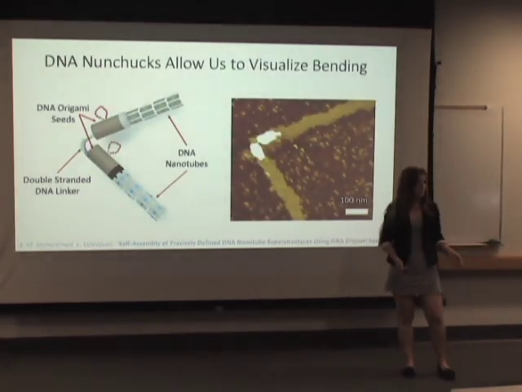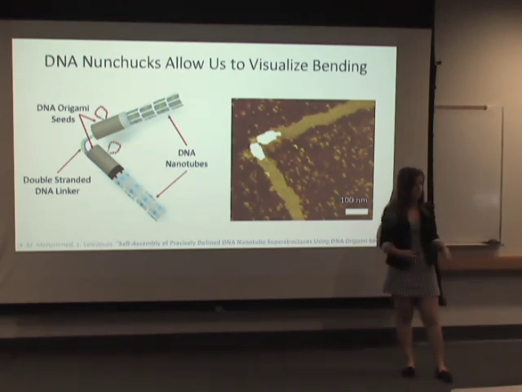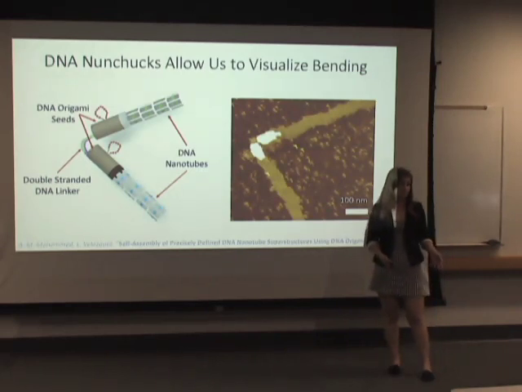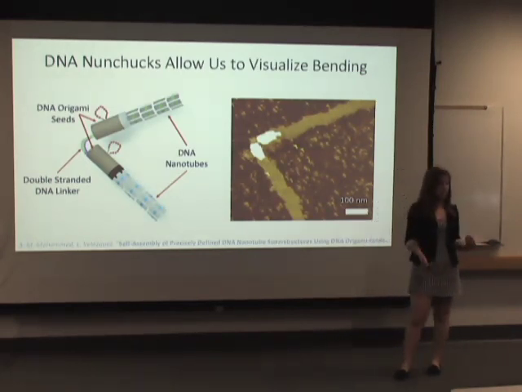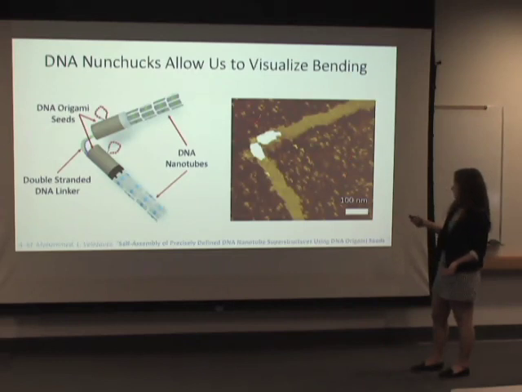So, how can we measure bend dynamics? Well, with origami, but not paper origami, DNA origami, a process that allows us to fold DNA into a two- or three-dimensional shape. We can use DNA origami to build a tool that allows us to measure the bend dynamics by labeling it fluorescently so we can view it under the microscope. And we call this tool a nunchuck. And this is what it looks like under an atomic force microscope.